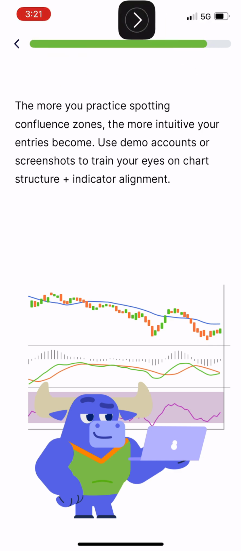The more you practice spotting confluence zones, the more intuitive your entries become. Use demo accounts or screenshots to train your eyes on chart structure plus indicator alignment.